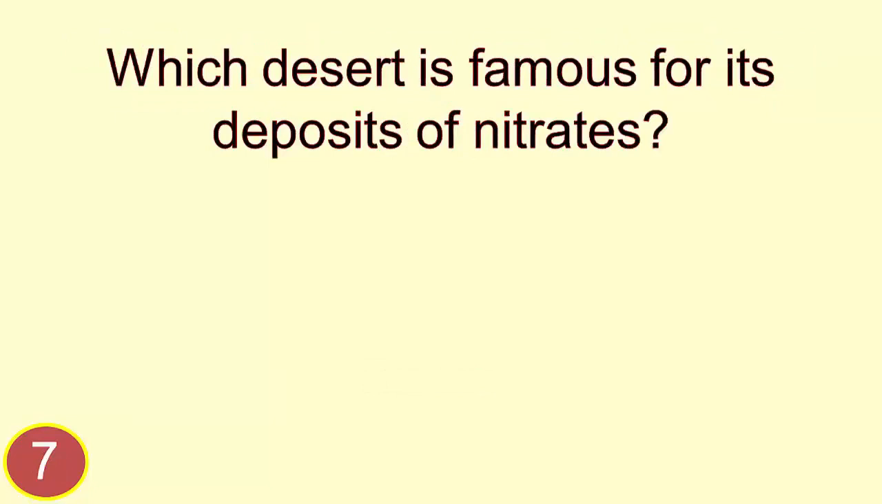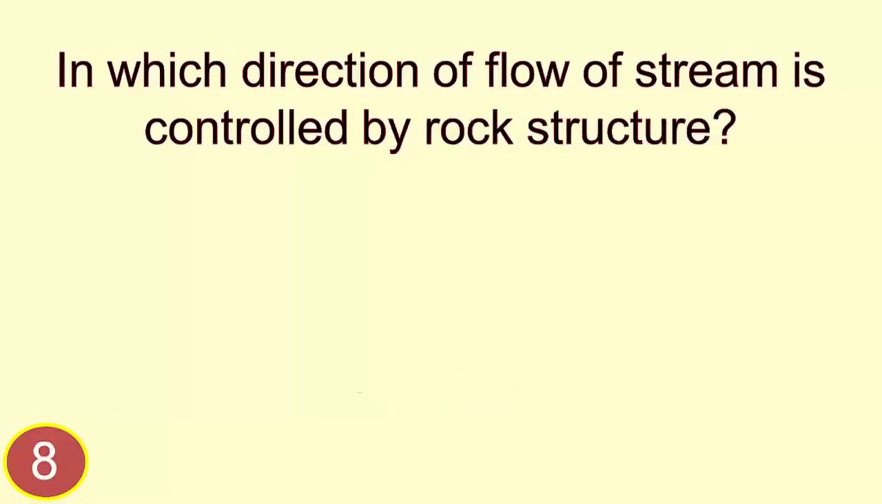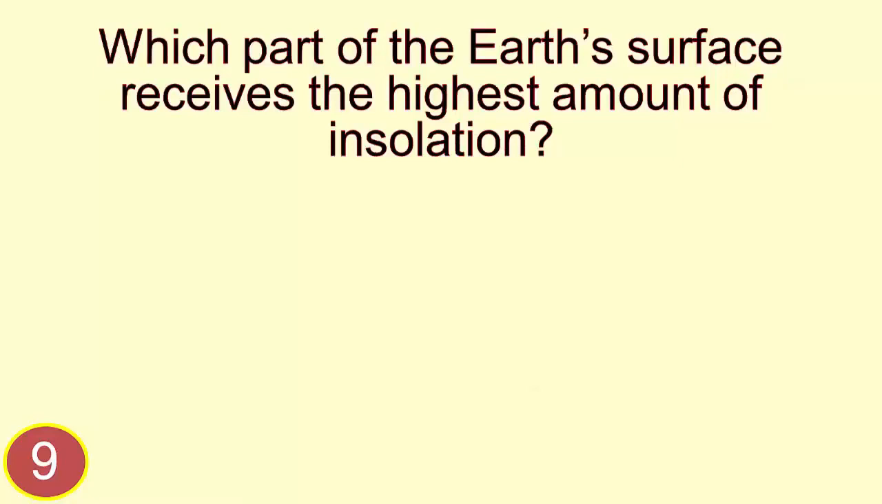Which desert is famous for its deposits of nitrate? Answer is Atacama. In which direction of flow of stream is controlled by rock structure? Answer is consequent. Which part of Earth's surface receives the highest amount of insolation?